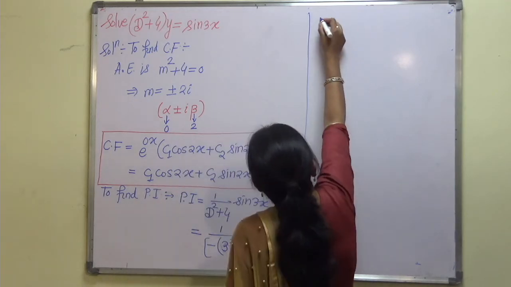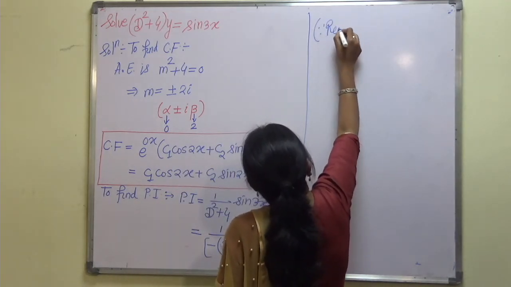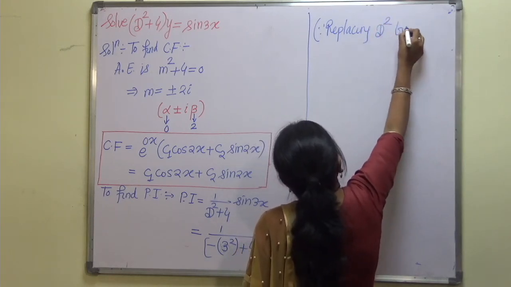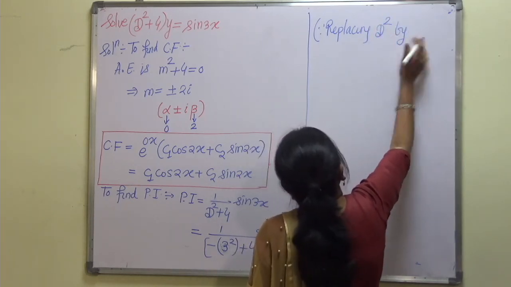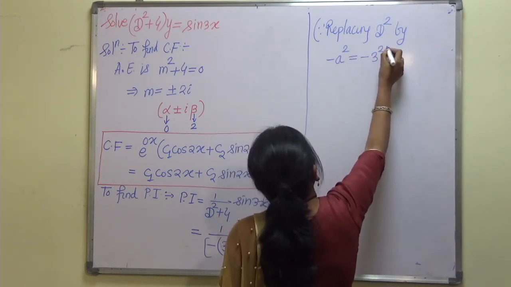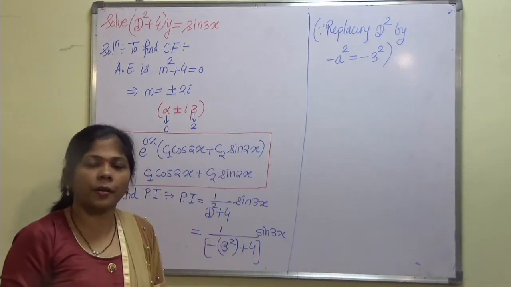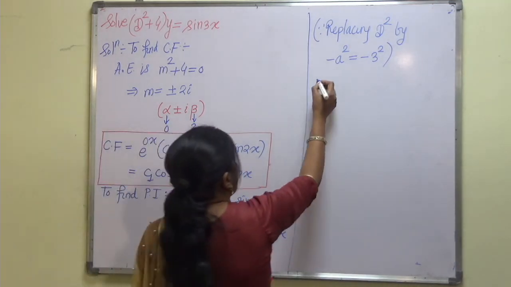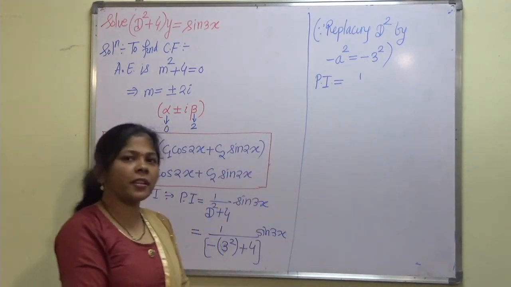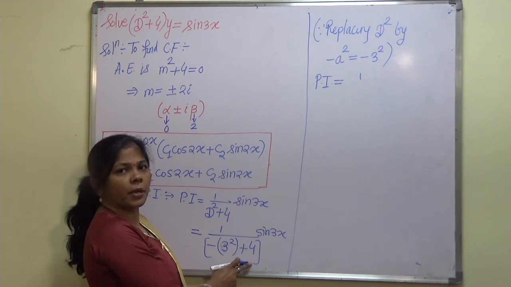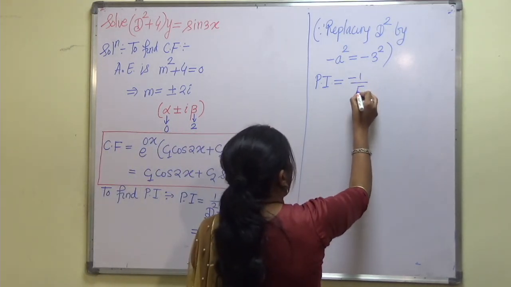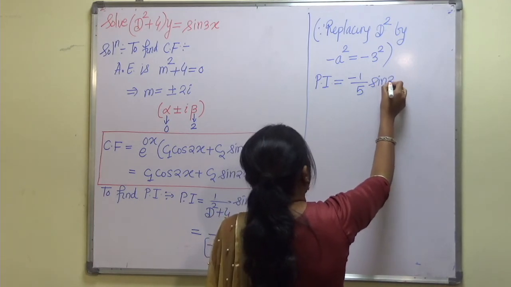Since we have replaced D square by minus a square, that is minus of 3 square, according to case 2, the particular integral is equal to 1 upon, simplify this, minus 9 plus 4, that is minus 5. So minus 1 by 5 operating on sin 3x.